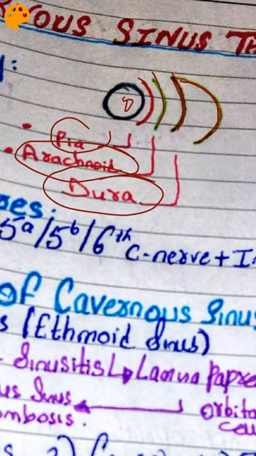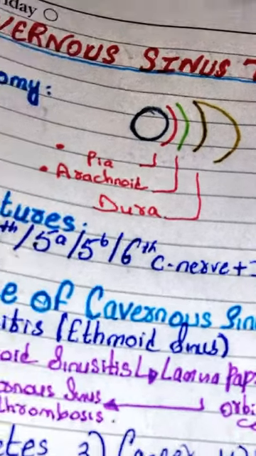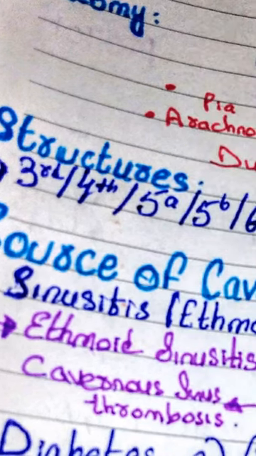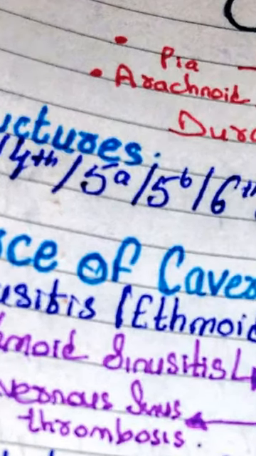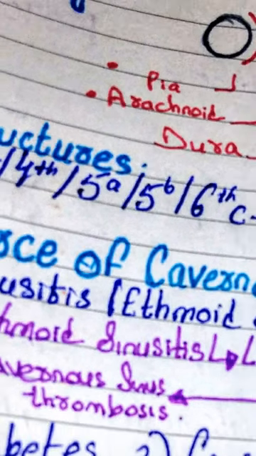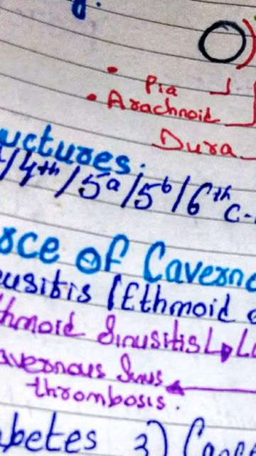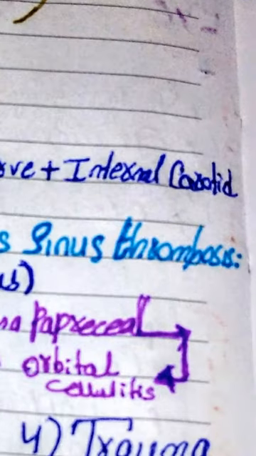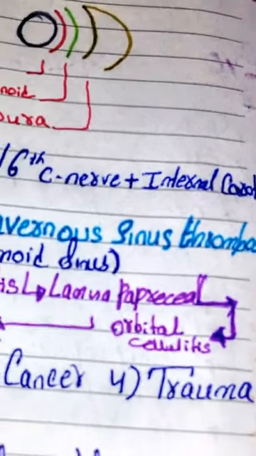In between the two layers is a space in which the dural venous sinus is located, and cavernous sinus is one of the dural venous sinuses which is located between the two layers of dura mater. Now let's see what structures pass through the cavernous sinus. There is a passage of the third cranial nerve, fourth cranial nerve, ophthalmic division of trigeminal nerve, meaning fifth A, maxillary division of trigeminal nerve, meaning fifth B, and abducens nerve or sixth cranial nerve, plus a very important artery, the internal carotid artery. This is the only artery which passes through a dural venous sinus.